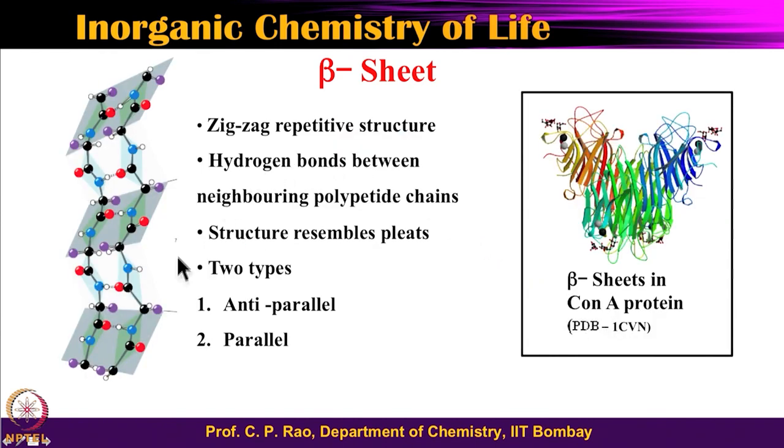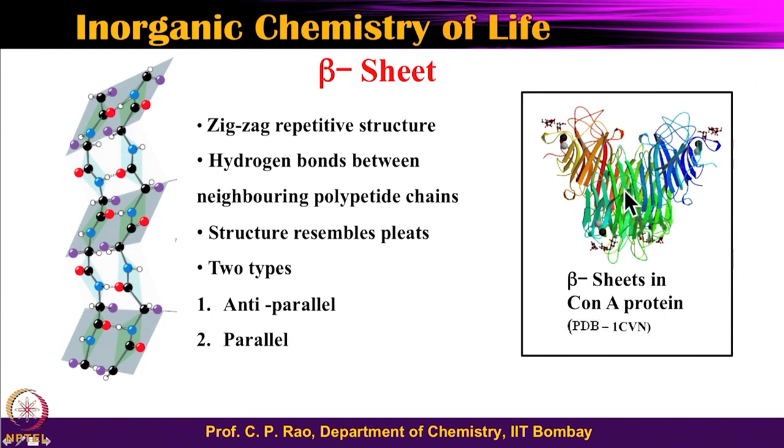You can see it in a little better way here: the zigzag repetitive structure, and you have the hydrogen bonds between the neighboring polypeptide chains. So this is referred to as the structure which resembles pleats, a pleat kind of structure. So therefore there are two types, antiparallel and parallel. One example is shown over there.